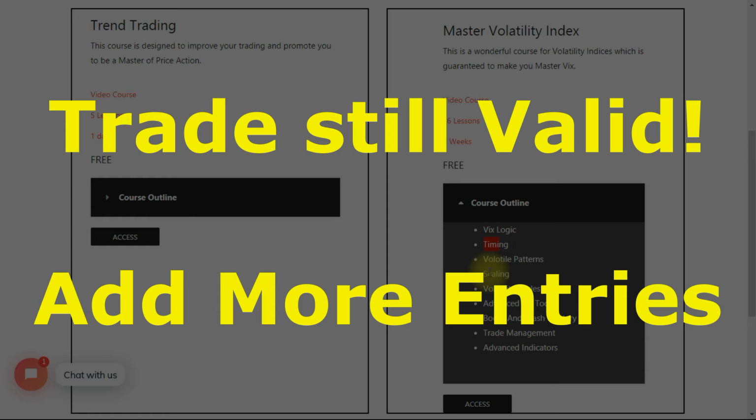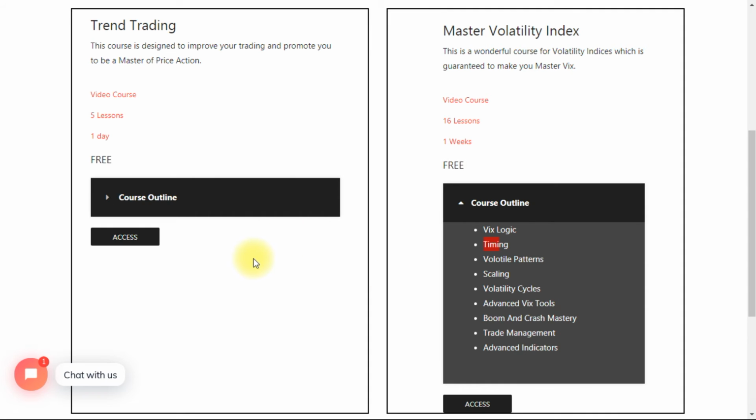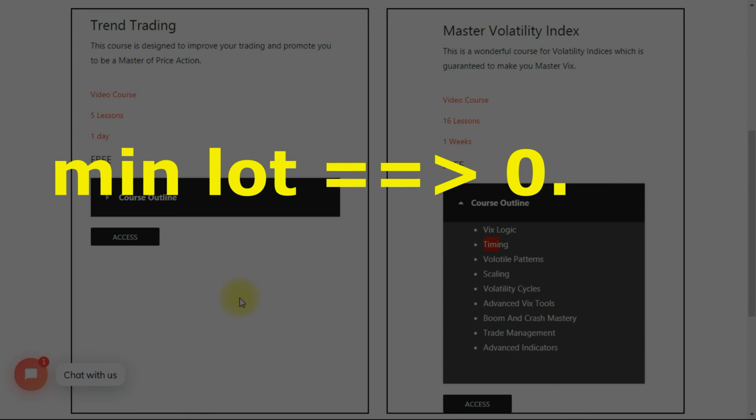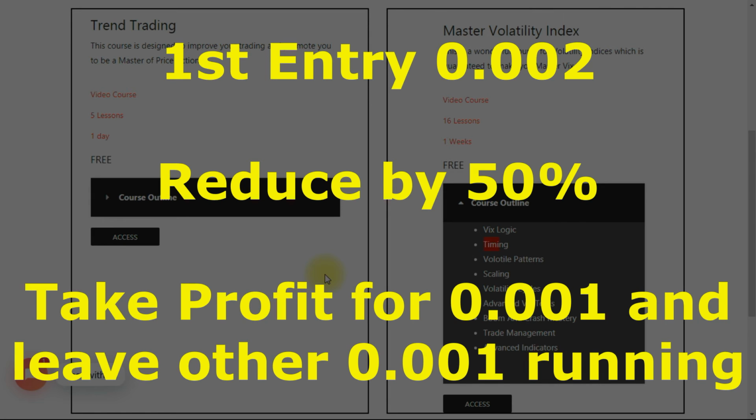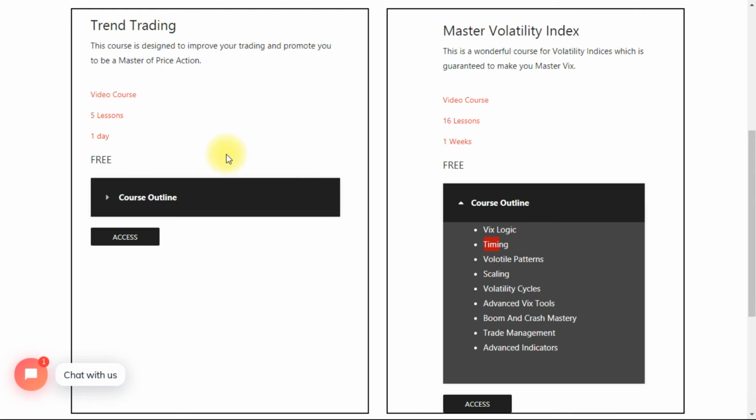So scaling out is obviously, maybe you entered with 0.10 lot size in your trade, and remember for Vix75, the minimum, at the time of recording, right now in September 2020, is 0.001. So if you enter a trade with 0.002, that means you can scale out 0.001 and leave the other 0.001 still running the trade, right? So that's how you scale out, or basically just close some of your positions and leave the other ones running.